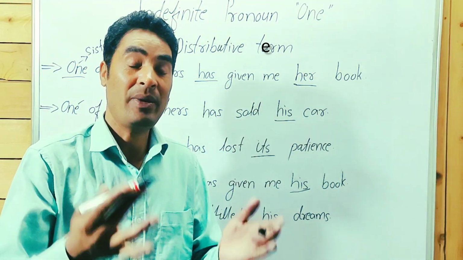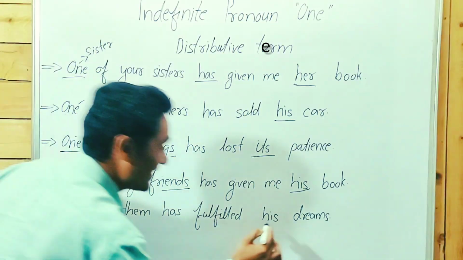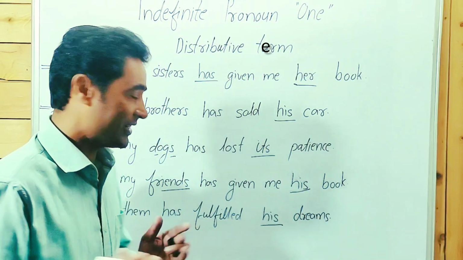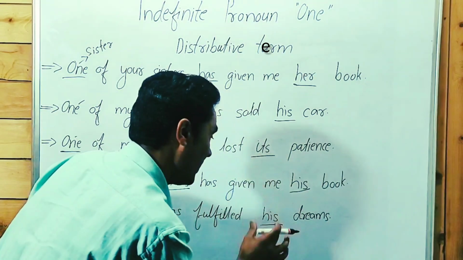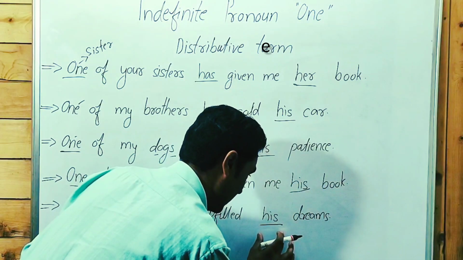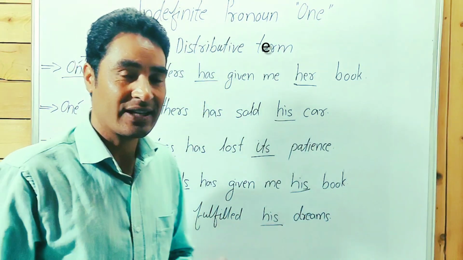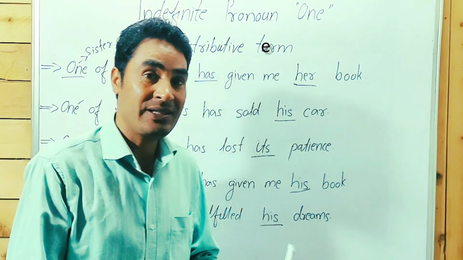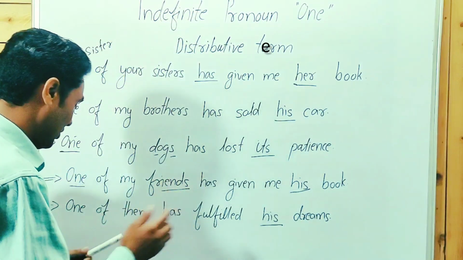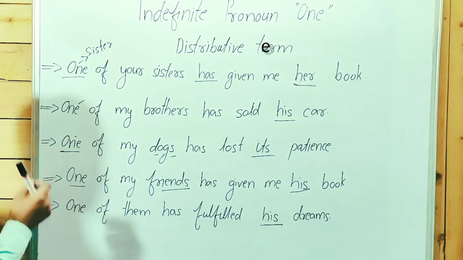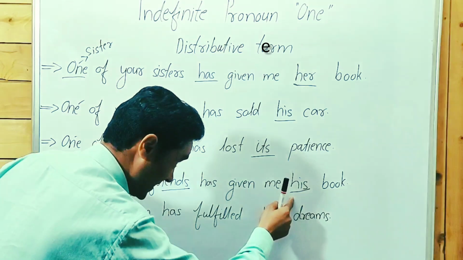They could be males, they could be females. In this case, where gender is not clear, we prefer masculine gender. Okay, where gender is not clear, preference goes to masculine gender, goes to him, singular. We are talking about one, that's why we have to use his, singular.